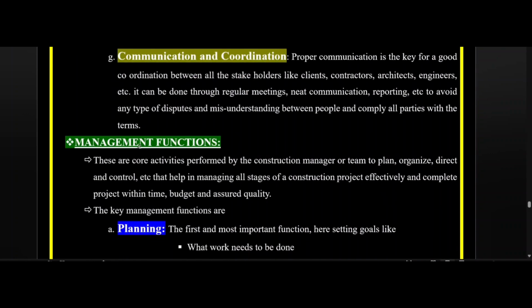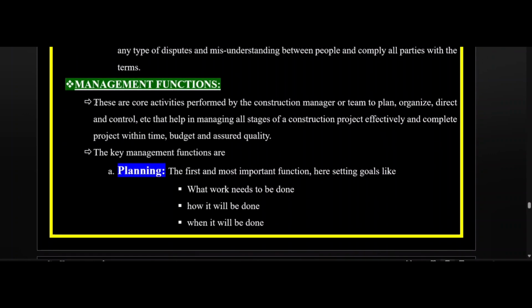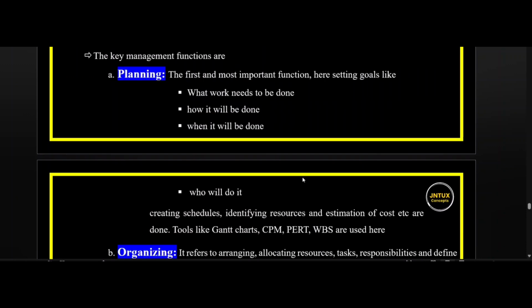So let's move to the management functions. These are the core activities performed by the construction manager or team to plan, organize, direct, and control, etc. that help in managing all stages of a construction project effectively and completing the project within the time, budget, and assured quality. The key management functions: the first and most important function is planning, setting goals like what work needs to be done, how it will be done, when it will be done, and who will do it. All such factors are discussed here.